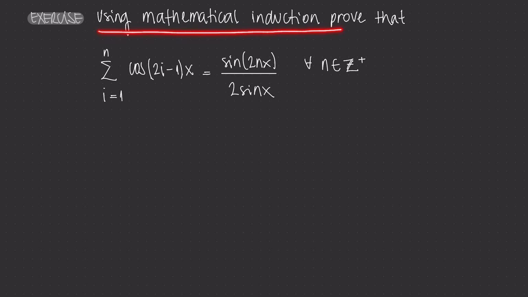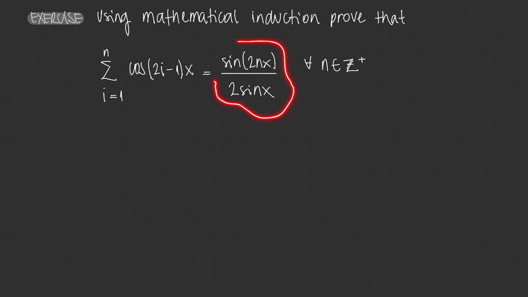We're going to use induction to prove that this sum right here, which we are going to rewrite without using sigma notation. Remember, it's important to expand this sigma notation so we have a full comprehension of what's going on in this sum, is equal to sine of 2nx over 2 sine of x for all positive integers.